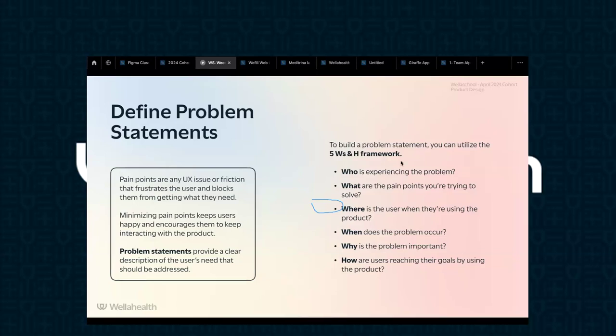So in order to help you build a good problem statement, there is a framework for that. The framework is called the 5 W's and 1 H framework. So you have to talk about who is experiencing the problem, what are the pain points that you're trying to solve, where is the user when they are using the product, when does the problem occur, why is the problem important, how are the users reaching their goals by using the product.